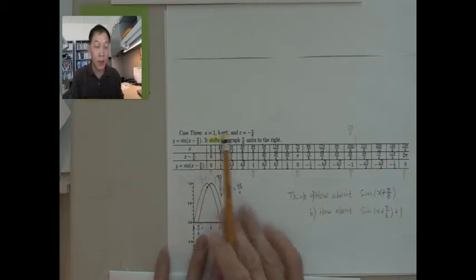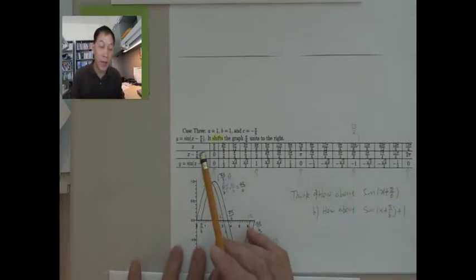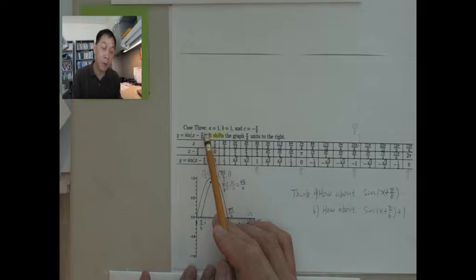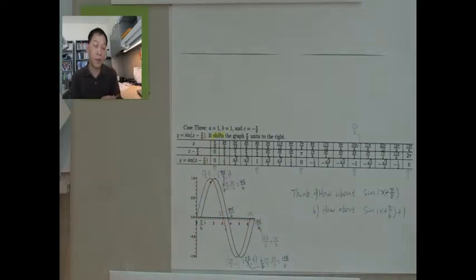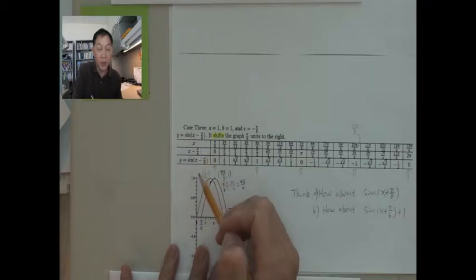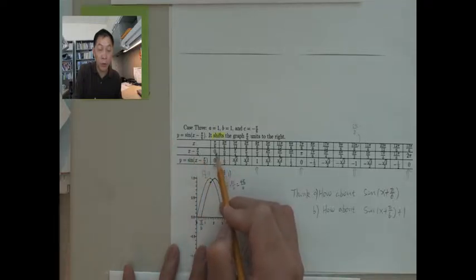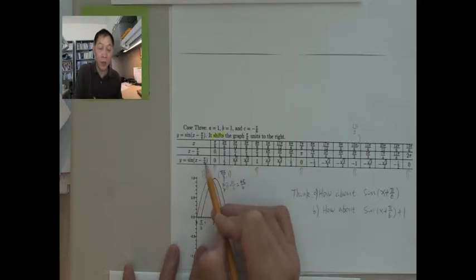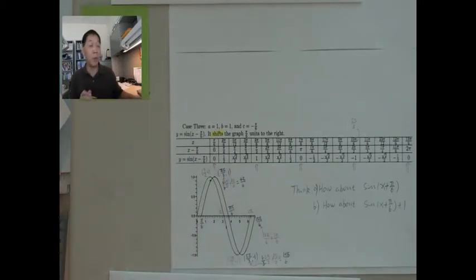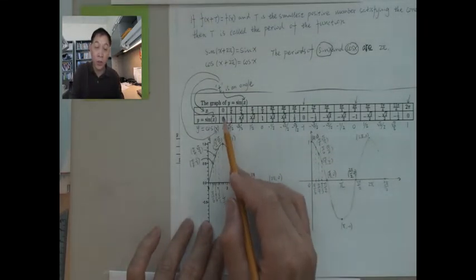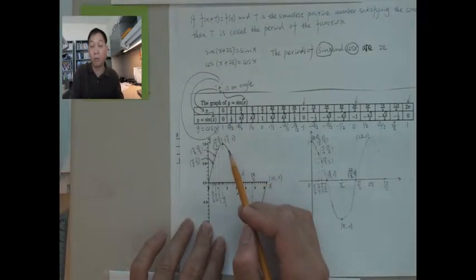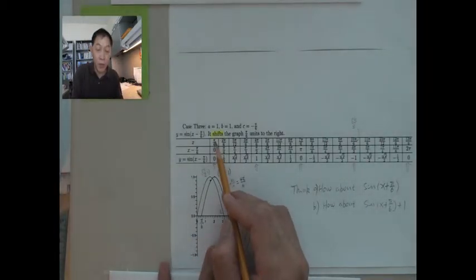Previously it was sine x. Now it is sine of x minus pi over 6. If x is pi over 6, then pi over 6 minus pi over 6 is 0. But we know sine 0 is 0. Always remember our basic one: sine 0 is 0. So this tells us when x is pi over 6, you have a 0.